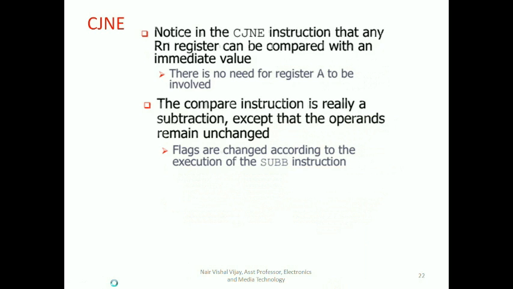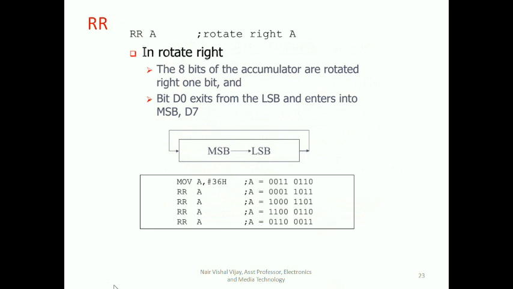So apart from compare jump not equal, you have rotate instructions. You have rotate instructions such as rotate right accumulator. Rotate right accumulator, as you can see in rotate right accumulator, each bit is moved one bit to the right.